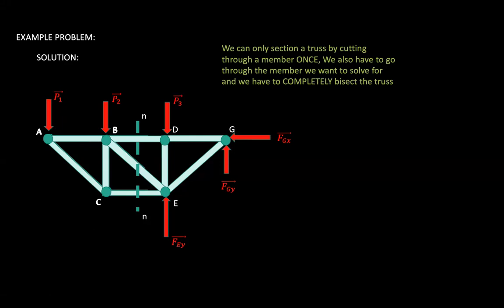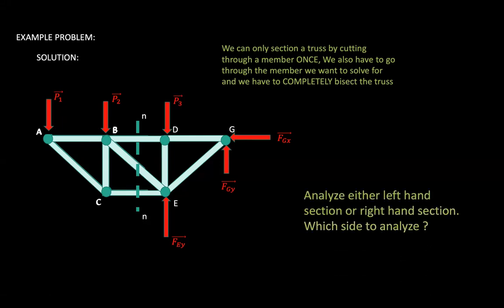So returning to our diagram, we analyze either the left-hand section or the right-hand section, because note that there are two sides to this. We have a left-hand portion and a right-hand portion. So which side will we choose to analyze? Well, of course, the side that has the fewer unknowns. We choose to analyze the left side because there are fewer unknowns to solve for, because there are no reaction forces to solve for.